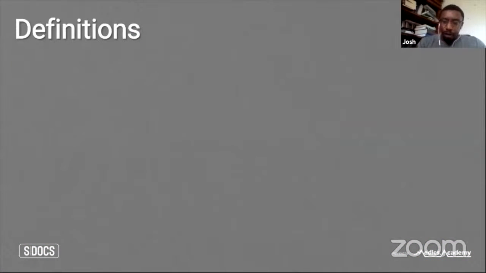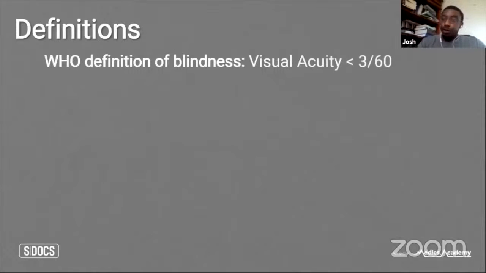So before we go on, we'll just talk about some definitions of visual acuity, of blindness, of visual impairment. The WHO definition of blindness is as such. And I used to think that blindness was just completely not being able to see and being like blacked out vision. Not necessarily like that. Visual acuity is a vision that is worse than 3/60.